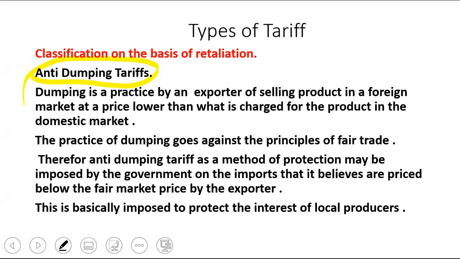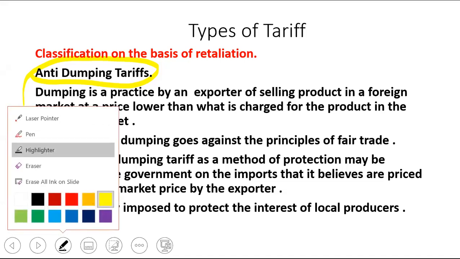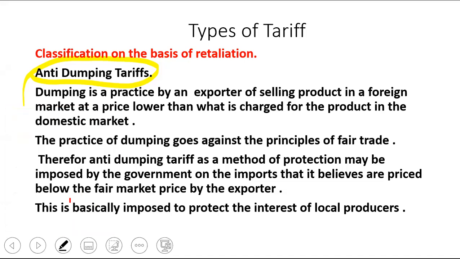Anti-dumping क्या है, children? Yesterday also told you dumping is a practice by the exporter of selling a product in a foreign market at a price lower than what it is charged for the product in the domestic market. Simple meaning, what is dumping? Dumping is a very clever system. For example, China is dumping goods into Indian market. What does it mean? China में वो product का price अलग होगा और India में वो product का price अलग होगा. That is dumping. Exporter is selling the product in a foreign market at a lower price.